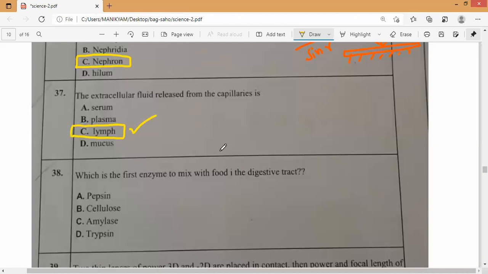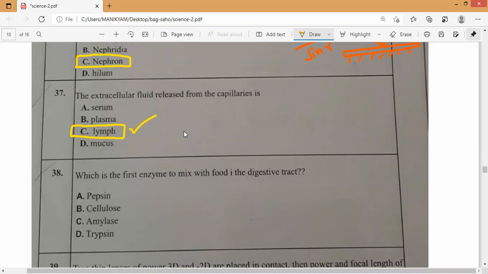What is the color of lymph, sir? Lymph is colorless, sir. A pale yellow color, sir. Colorless, but it will be like a pale yellow color. If it is colorless, is there a color? Pale yellow color will be there. You can keep it, no problem, but we can say colorless only. Okay, sir.